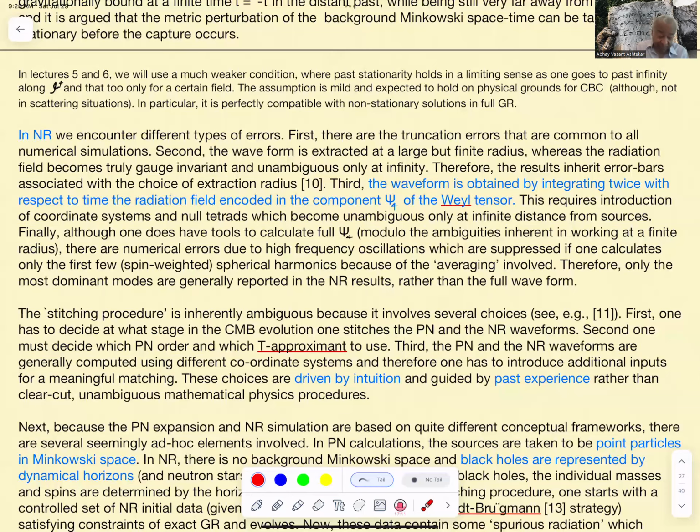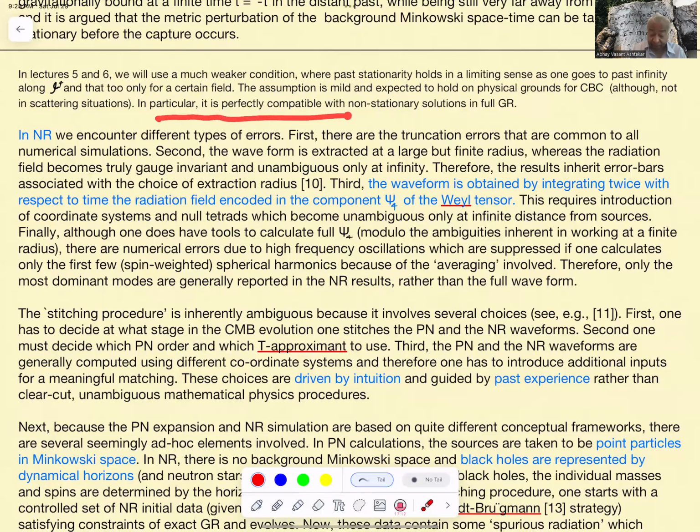In the lectures that I'm giving, 5 and 6, we'll use a much weaker condition. We'll not assume it is stationary in the distant past, but we will assume that the stationarity holds only in a limiting sense. And this assumption is mild and is expected to hold on physical grounds for compact binary coalescences, although not for scattering situations. So I'm here really focusing on compact binary coalescences rather than situations in which two black holes come in from infinity, scatter off each other, and go out again to infinity. I'm not considering that situation. We can discuss this in the discussion period if you are interested.